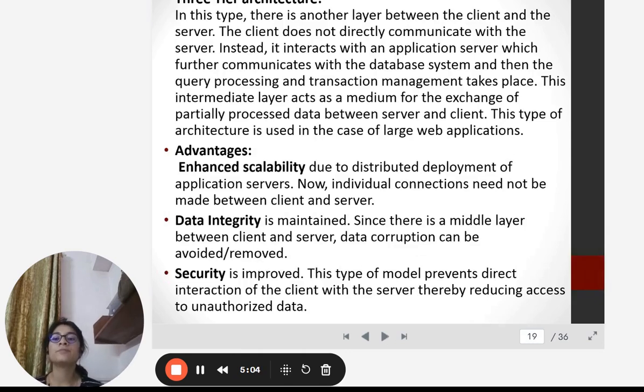Three-tier architecture. In this type, there is another layer between the client and the server. The client does not directly communicate with the server. Instead, it interacts with an application server, which further communicates with the database system, and then the query processing and transaction management takes place. This intermediate layer acts as a medium for the exchange of partially processed data between server and client. This type of architecture is used in the case of large web applications.